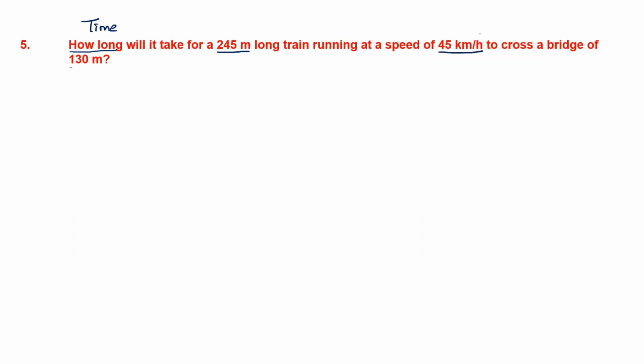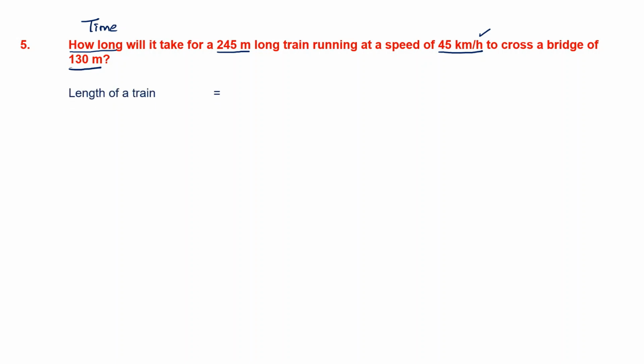So here it is hours, and as we know, to cross a bridge, it won't take hours, isn't it? It'll take only seconds. So keep all this in mind and remember to convert kilometers per hour to meters per second. Now, what is the length of the bridge? The bridge is 130 meters. So we have to find the time. We know the length of the train and the length of the bridge, and we also know the speed, which we are going to convert to meters per second. So let's begin.